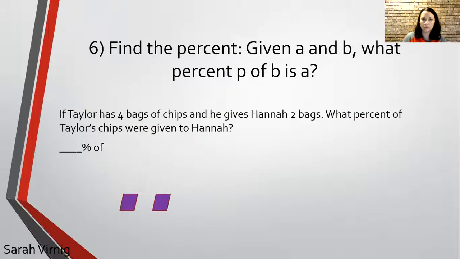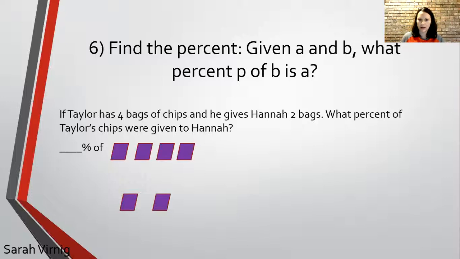All right, so this one, find the percent given A and B. What percent of B is A? So if Taylor has 4 bags of chips and he gives Hannah 2 bags, what percent of Taylor's chips were given to Hannah? So what we do first is, I just kind of made myself a little visual here. So we want to find out what percent of 4 bags of chips did he give to Hannah. So the way I think about this is, if you relate everything to either pizza or money or something like that, it's a little easier to figure it out.